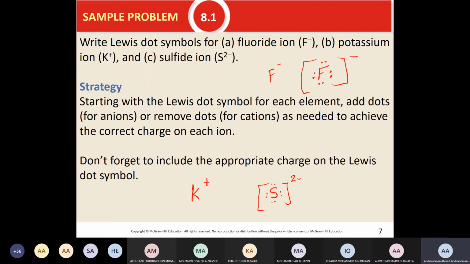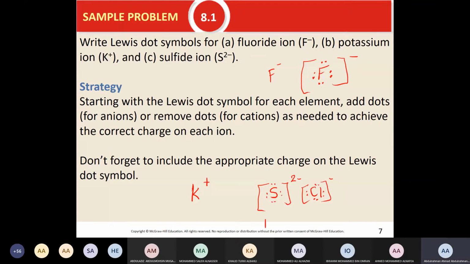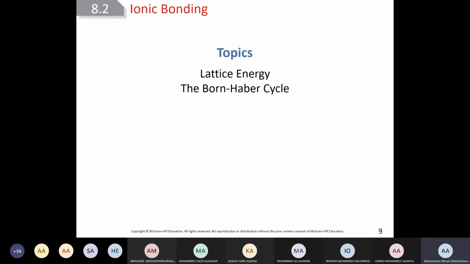How about chlorine minus? It is 8. Now, what do you call Cl minus and S2 minus? Ions. Yes, they are all ions, but what do you call them also? Isoelectronic. You have to memorize the name. Very good. Next.